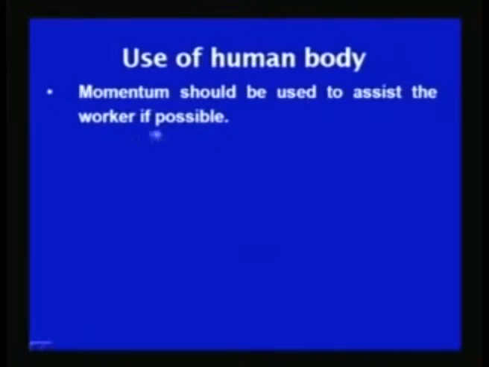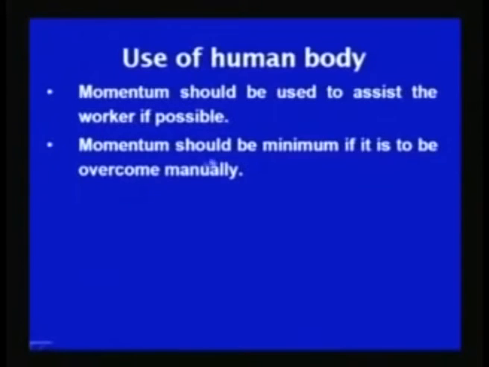Some other principles related to the use of human body are like momentum should be used to assist the worker in carrying out the given job. If the momentum is used effectively, the efforts required by the operator to carry out the same job will be reduced, but in many cases momentum comes against the job which is being done, and in those cases momentum is to be overcome first manually, and under those cases momentum should be reduced to the minimum level if it is to be overcome manually by the operator during the job.